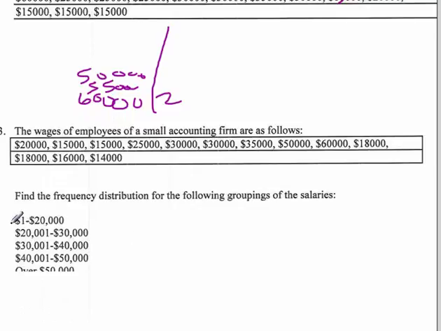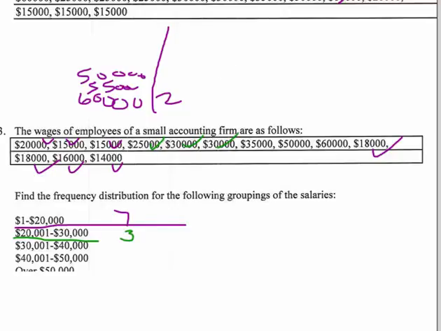Figure out how many you have in the range of 1 to 20. So 1 to 20 would be 20, 15,000, 15,000, 14,000, 16,000, 18,000, and 18,000. So 1, 2, 3, 4, 5, 6, 7. There's 7 of those. And then you could figure out how many you have in the range of 20 to 30,000. So that would be 1, 2, 3.